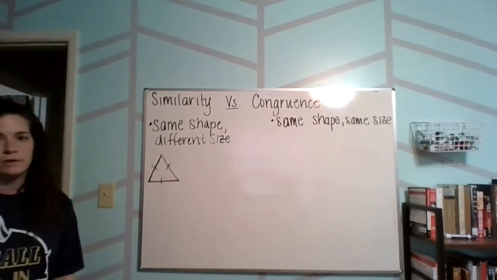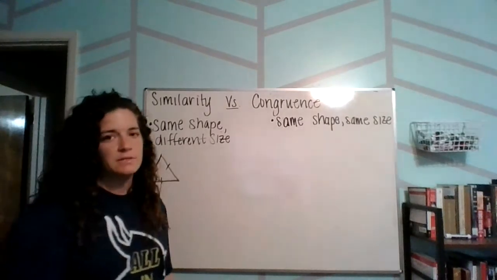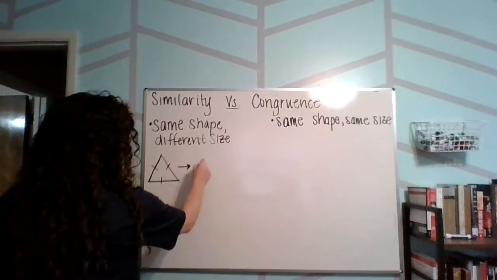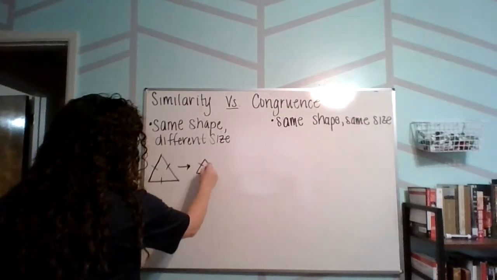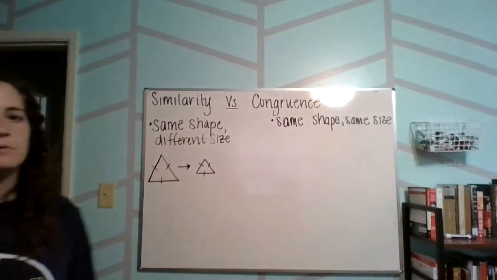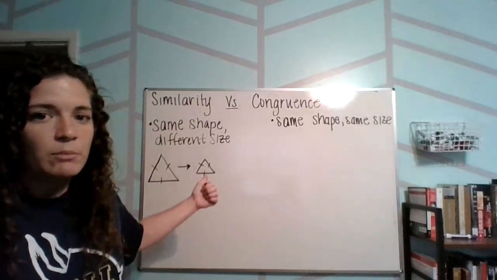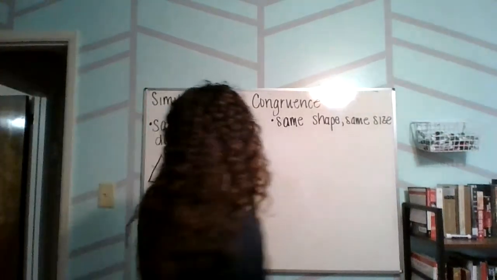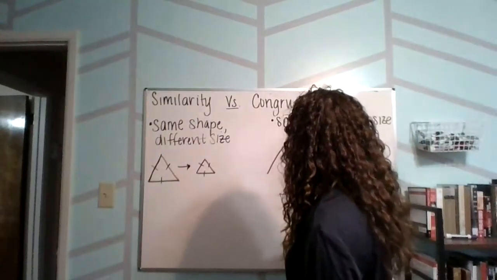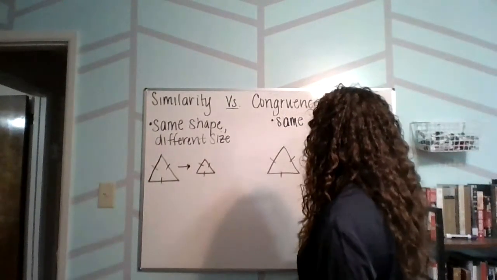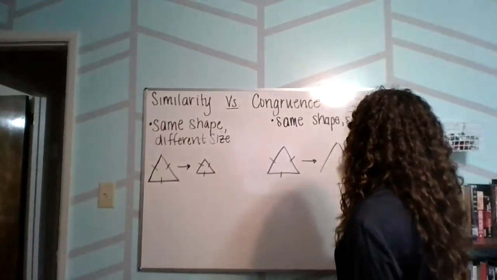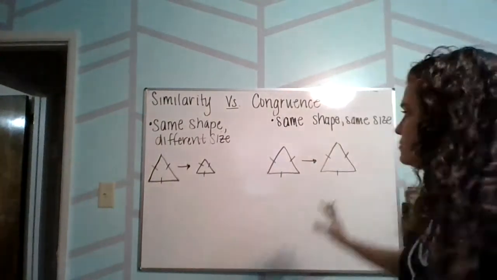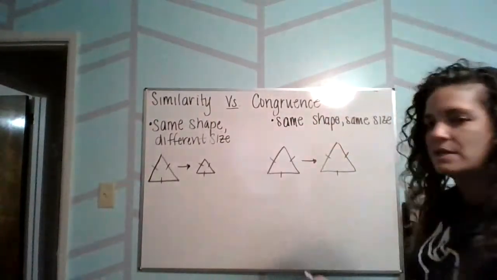So when we're looking at triangles for similarity, let's say we have an equilateral triangle. Equilateral triangle means all sides are equal, all angles are equal. But we have this other triangle, and it's also an equilateral triangle. So you can see this is the same shape, but you can definitely tell that those two are different sizes. When we go to congruence, we have an equilateral triangle, and we have the exact same equilateral triangle. So this is kind of just a picture representation of what you would see.